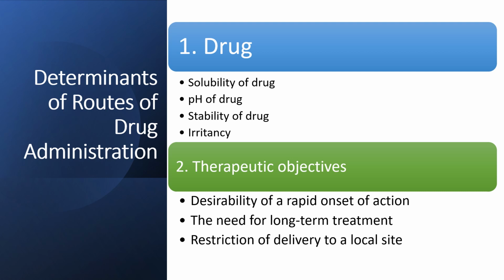if taken orally. The therapeutic objectives related to determinants of route of drug administration include whether we need a rapid onset of action of the drug, that means we need the drug to act immediately, for example in emergency situations, so the route of the drug would be different, for example intravenous. Whether we need long-term treatment, the route would be different in that case, and whether we need the delivery of the drug to the local site only, then the route would be different, for example the topical route.